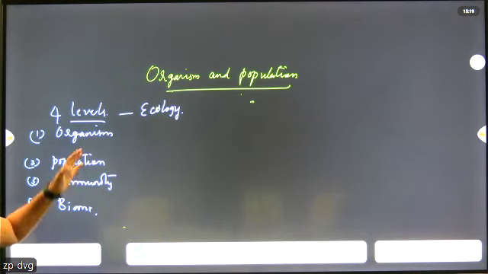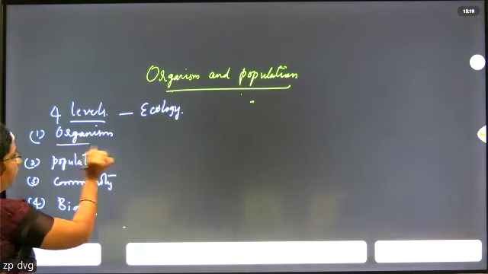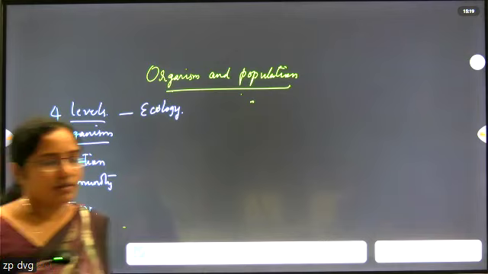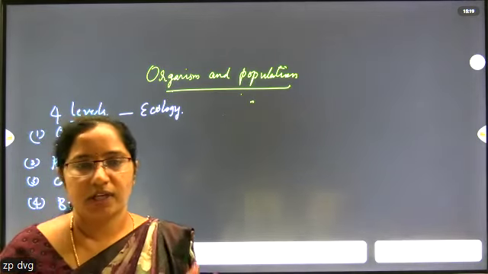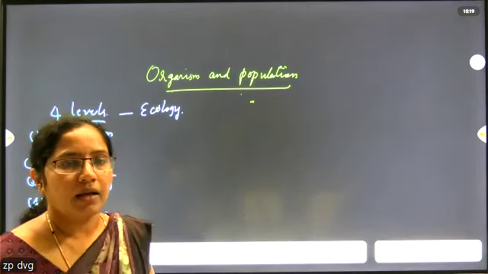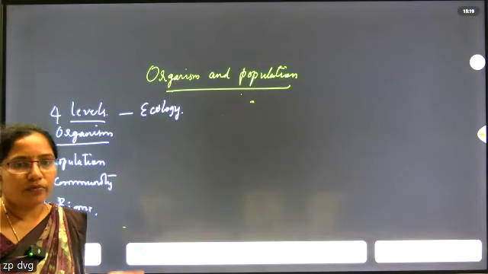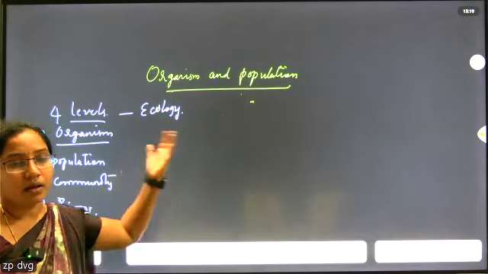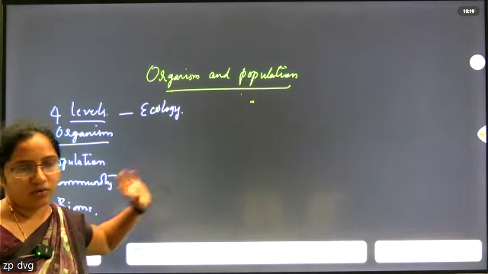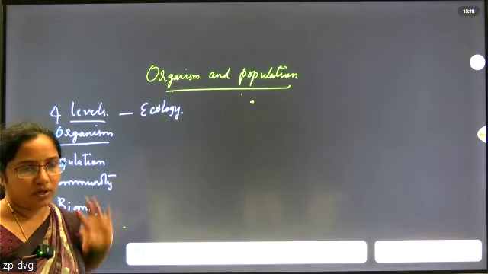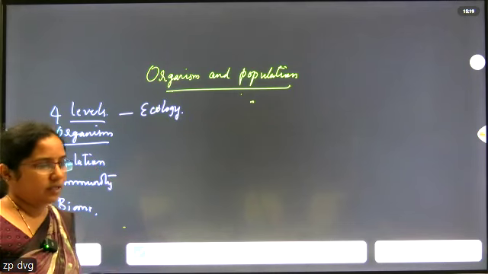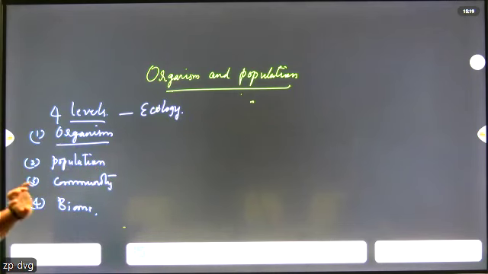Out of these, we know all about the organism from the first year classes onwards. Every organism has a cell in it first, and later the collection of cells we call tissues, a group of tissues we call organs, and a group of organs we call the organ system level of organization, and all of these collectively we call organisms, either single cellular organisms or multicellular organisms.